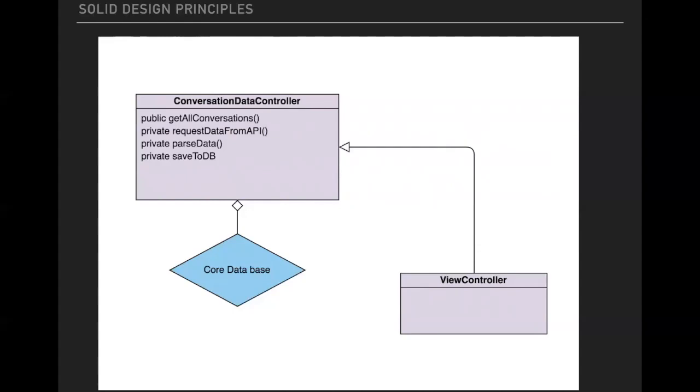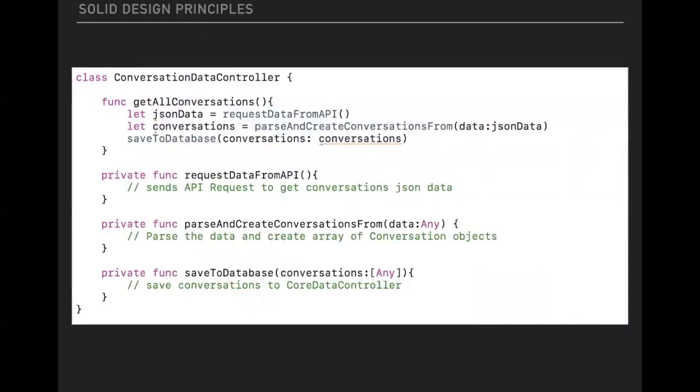Since all these operations are happening within the class, it is not in line with the SRP, single responsibility principle. How can we avoid this? I would like to show you in the code. I have a conversation data controller class with a function which gets all the conversations. It requests data from API, parses and creates conversations from the object. So here the parsing is happening, and then you have another function which saves to the database. When we spoke about coupling, this is very tightly coupled. We'll go down when we start getting into the different design principles, and see why we don't want to couple it and how to avoid it.